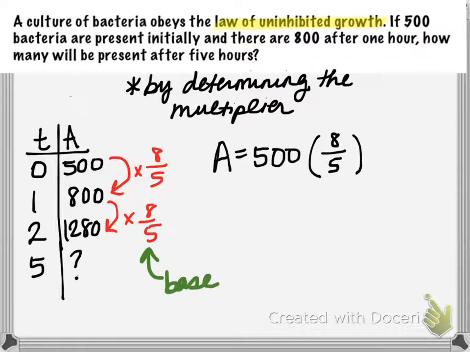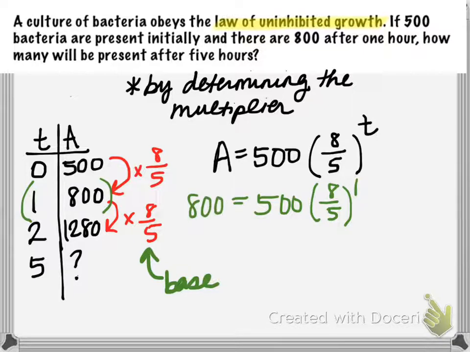So we'll have 500 times 8/5. Now the 8/5 is what you're multiplying by repeatedly, so that's going to be 8/5 raised to the t power. Then I always recommend that we actually check this to see if it works. So let's take one of our ordered pairs. How about 1, 800? In other words, 500 times 8/5 raised to the first power better give us an output of 800.